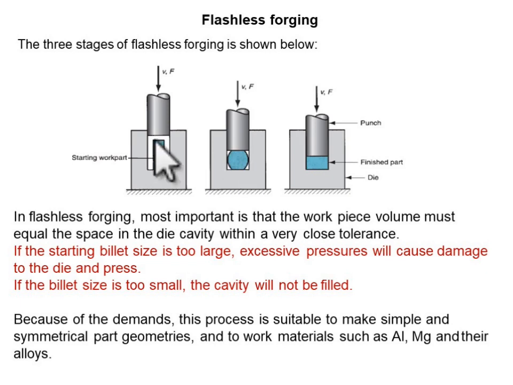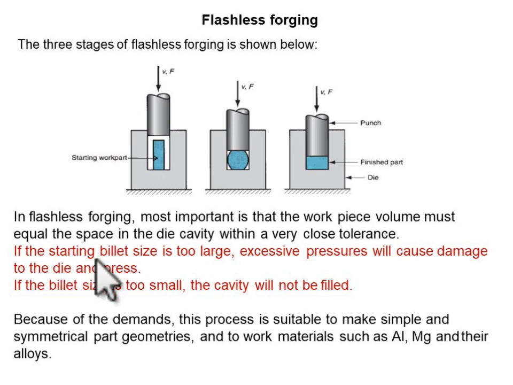Here what happened, the volume of the material and the cavity should be same. This is the condition for flashless forging. In flashless forging, most important is that the workpiece volume must be equal to the space in the die cavity within a very close tolerance, because we don't have any space to move out the material. That's why it is a must that the volume of material and the volume of cavity is same.